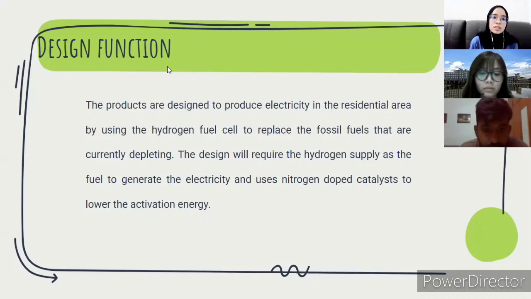For the design function, our product was designed to produce electricity in residential areas by using a hydrogen fuel cell to replace the fossil fuels that are depleting. The design will require hydrogen supply as the fuel to generate electricity and use nitrogen catalyst to lower the activation energy.